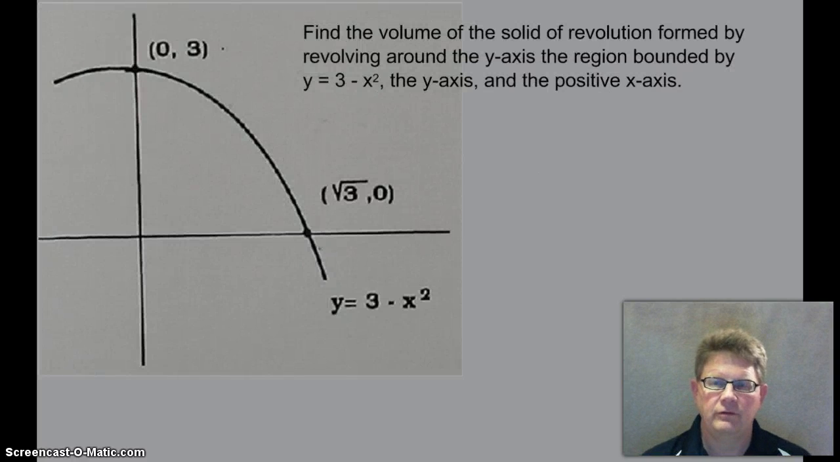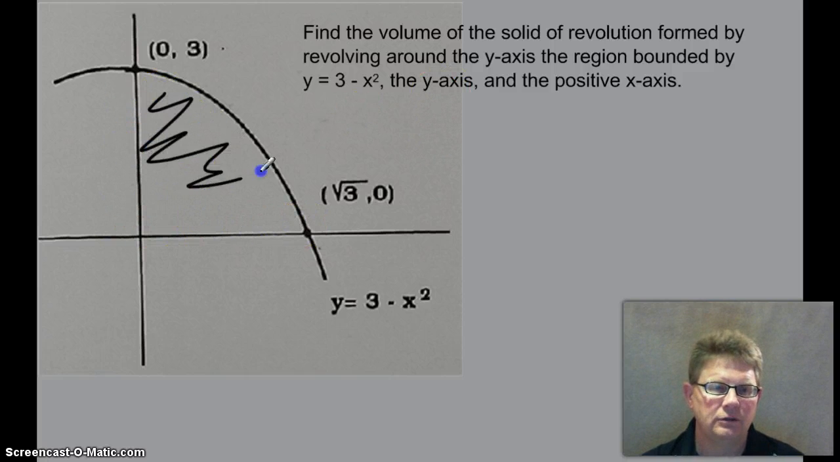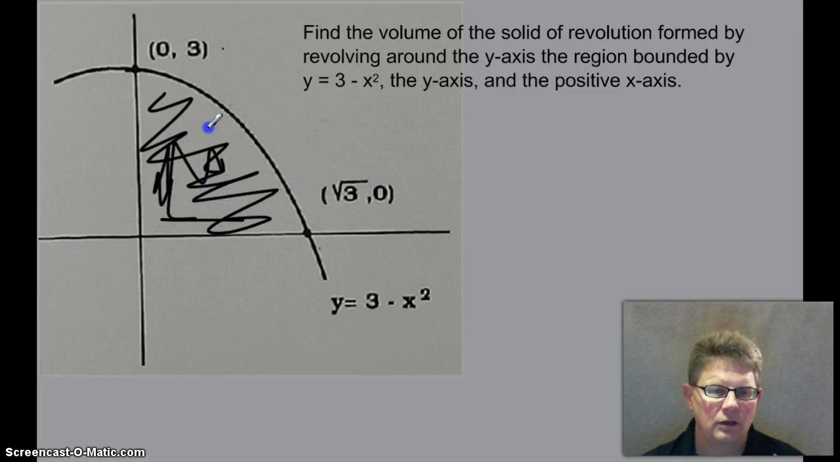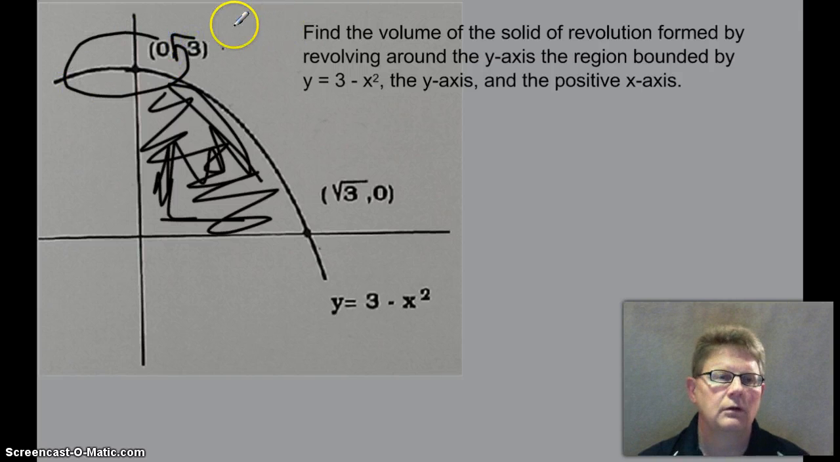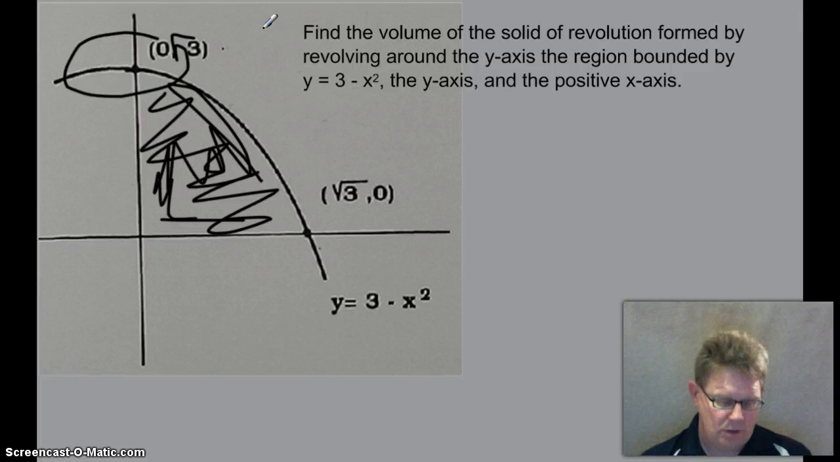Find the volume of a solid of revolution formed by revolving around the y-axis. So here's going to be our axis of revolution, bounded by y equals 3 minus x squared, this parabola, the y-axis, and the positive x-axis. So our region is right here, and we are going to revolve that around the y-axis.